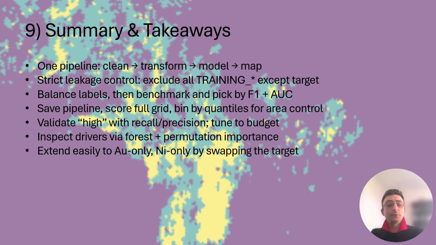So pretty straightforward. Keep the workflow simple and reproducible. Control leakage, balance classes, pick a solid model, then map with quantile bins. Then you can go for validating against knowns. You may adjust selectivity and explain the drivers. And finally, swap targets to build commodity specific maps.